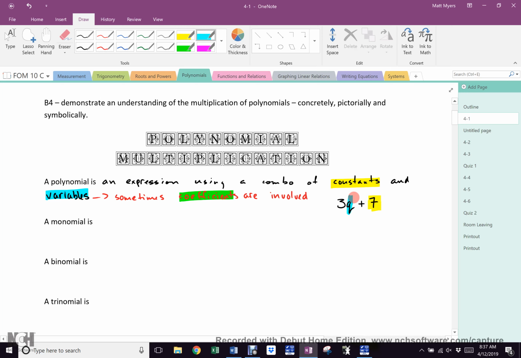Monomial. Mono. 1. A monomial is any variable coefficient or a constant connected by multiplication.